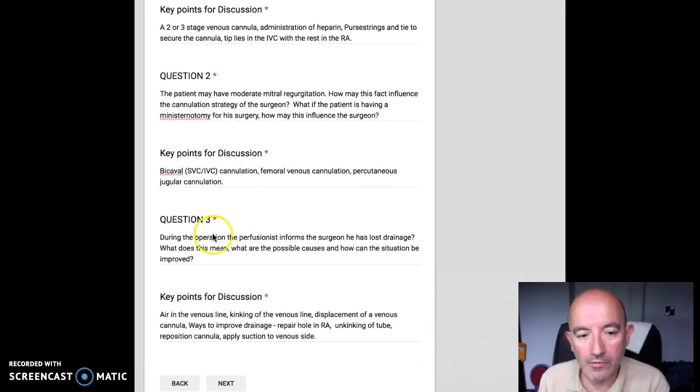And then question 3, finally: during the operation, the perfusionist informs the surgeon he has lost drainage. What does this mean? What are the possible causes? How can the situation be improved? And then air in the venous line, kinking of the venous line, displacement of the venous cannula, and ways to improve drainage: repair the hole in the RA, unkinking of the tube, repositioning of the cannula, and apply suction to the venous side.